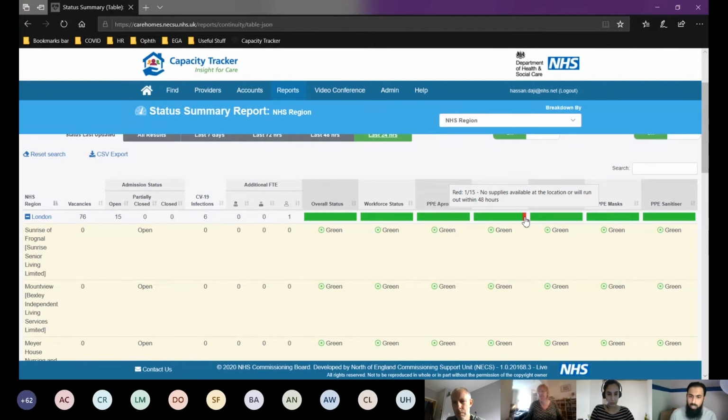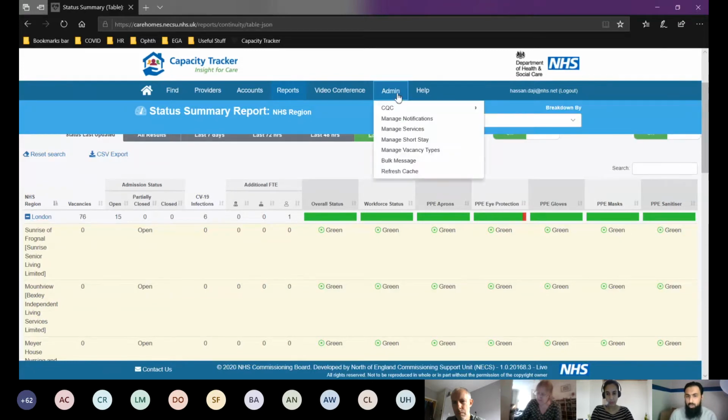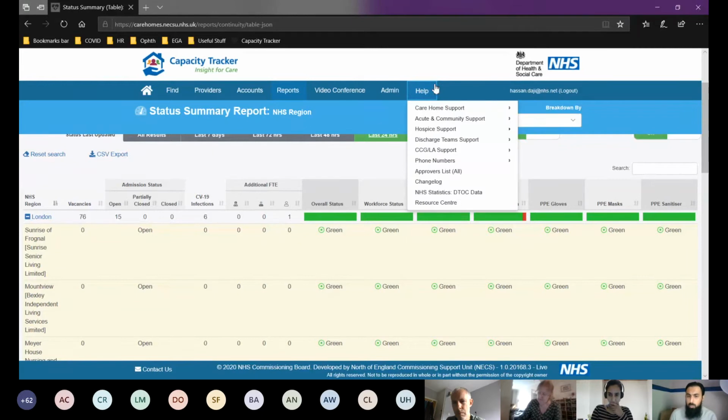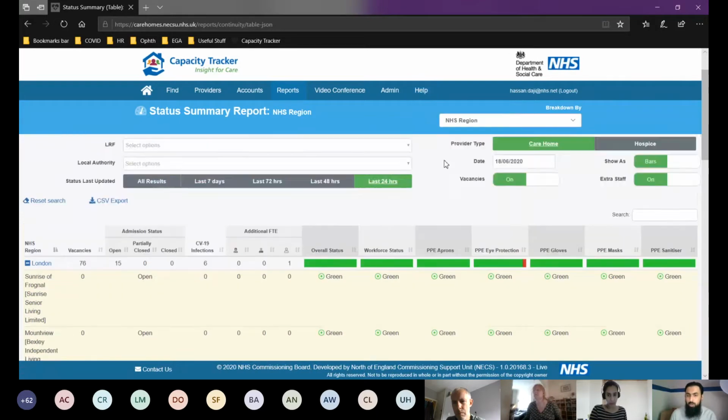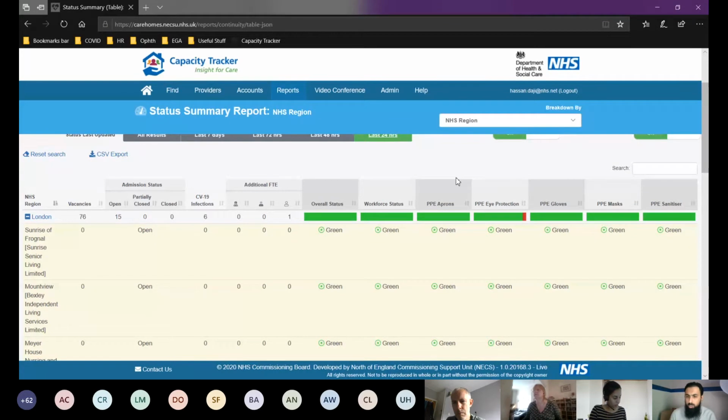So the idea behind this is local authorities and CCGs can assess the situation in each care home. There is some more information in the resource centre around what the RAG status means and what care homes should be including. But again, there is a training issue around asking care homes to ensure that they're not just RAG rating themselves as red because they want to raise a concern.